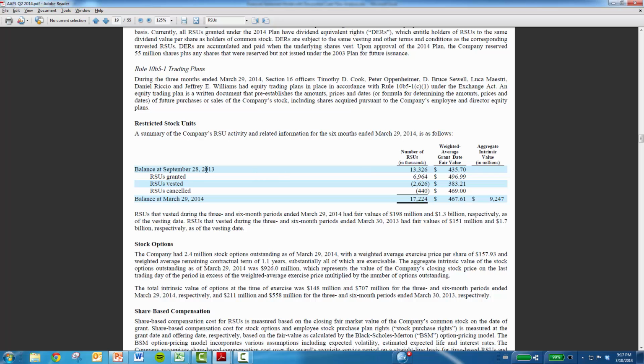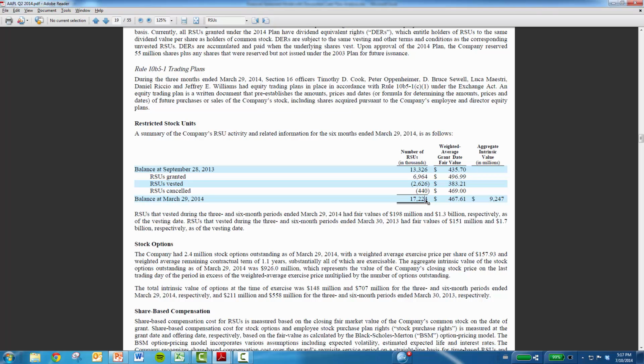So here we see that on September 28th, 2013, they had 13 million RSUs, and an additional 7 million have been granted over the last 6 months, of which 3 million of this cumulative 20 million has now vested and is no longer an RSU. It's just become common stock. And then some of them have been canceled. And so these 17 million RSUs are not vested yet.